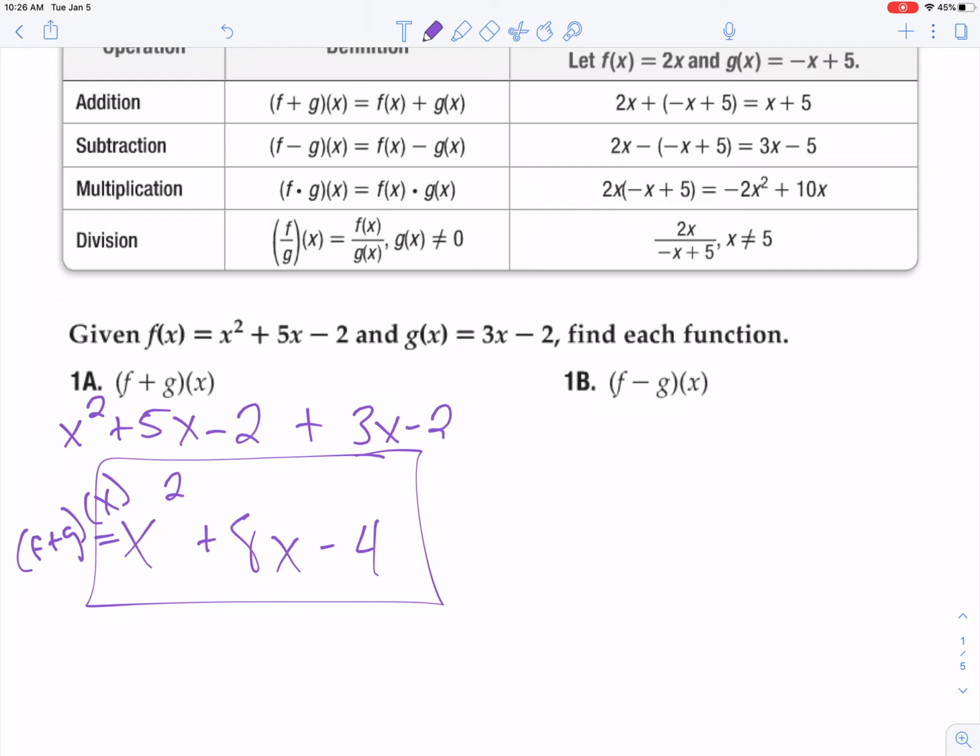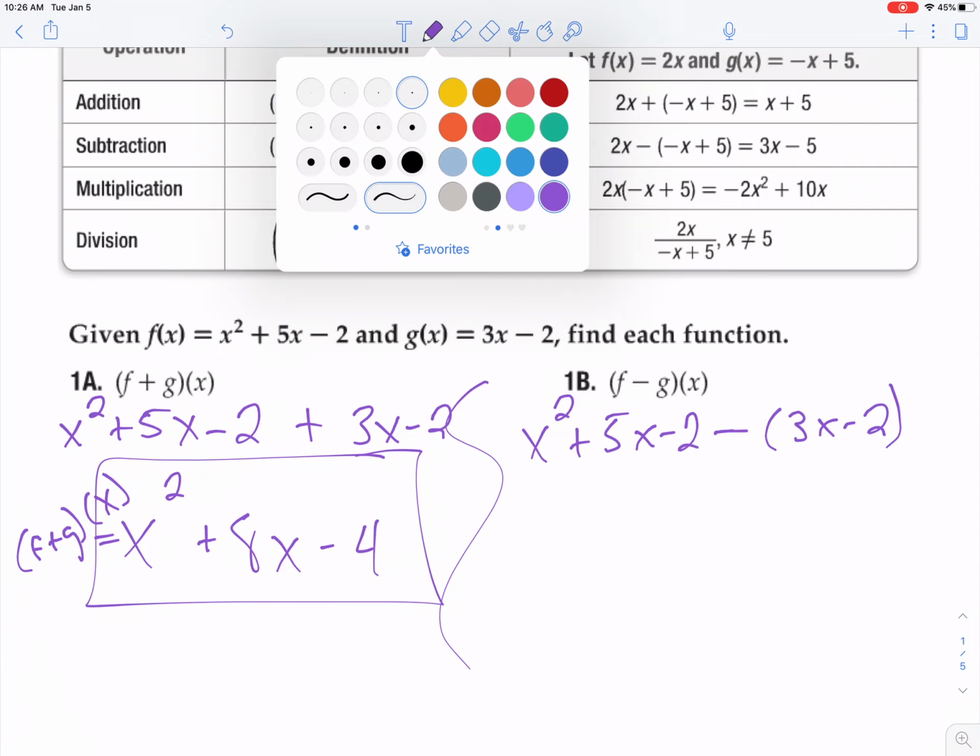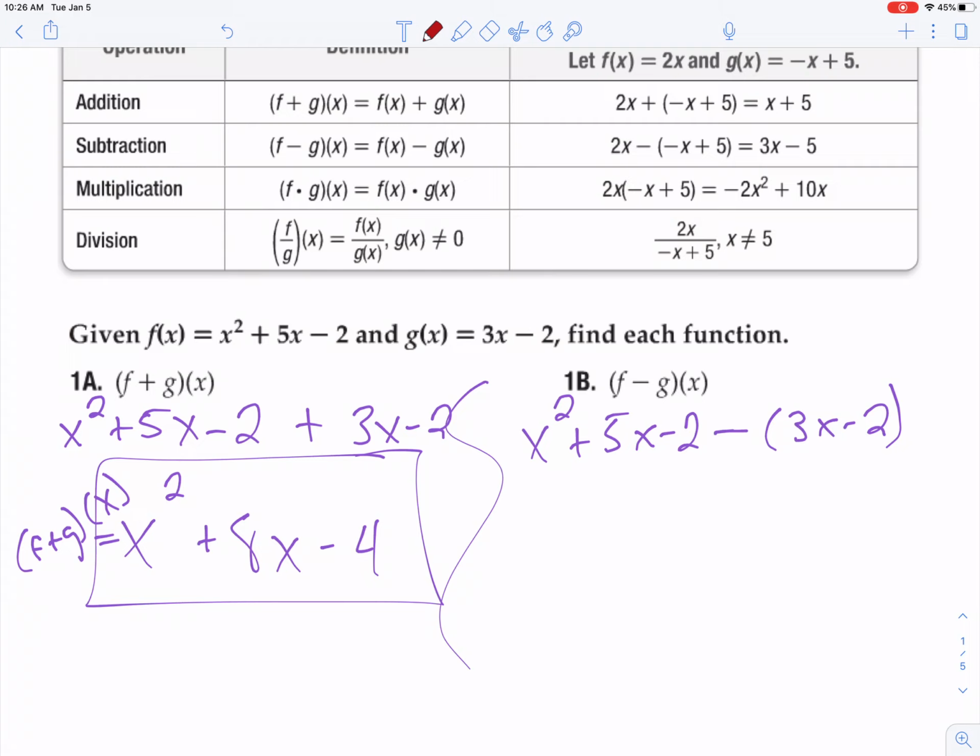Okay, so for the subtraction, it's going to be the exact same thing. We'll go ahead and test that theory real quick. Taking the f minus the g. Now there is one catch here, not so much a catch, but just a reminder that you are subtracting both the 3x and the negative 2.